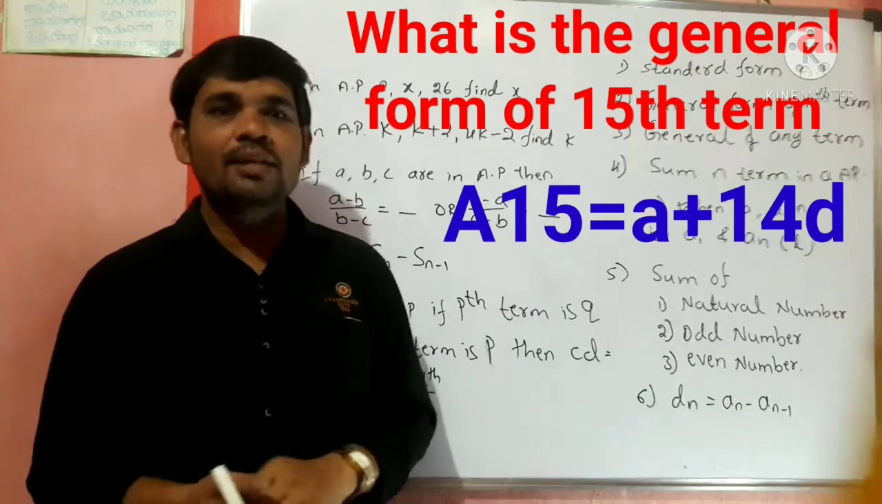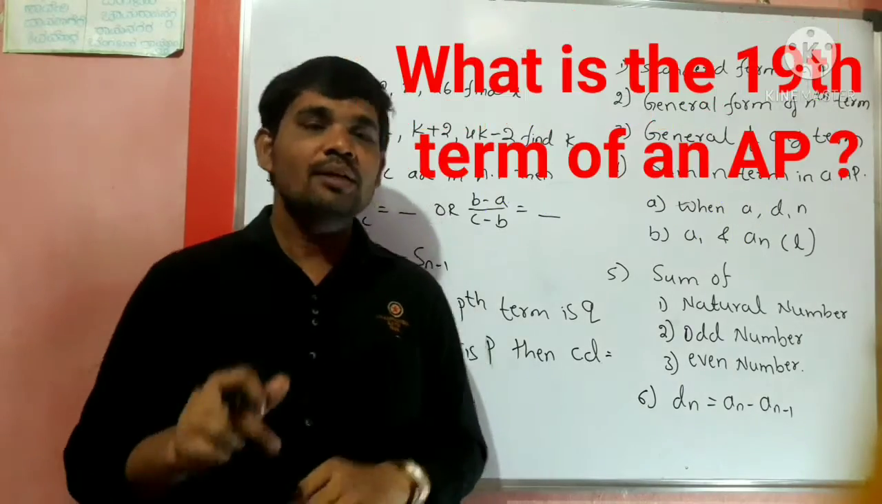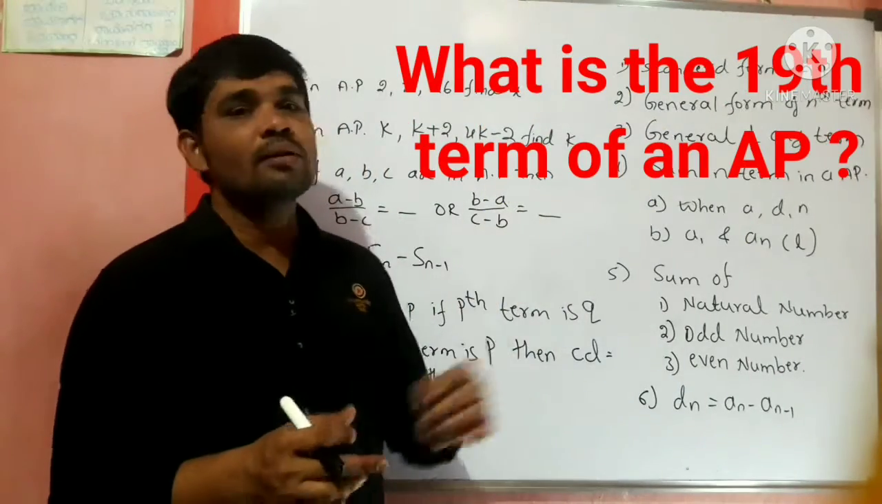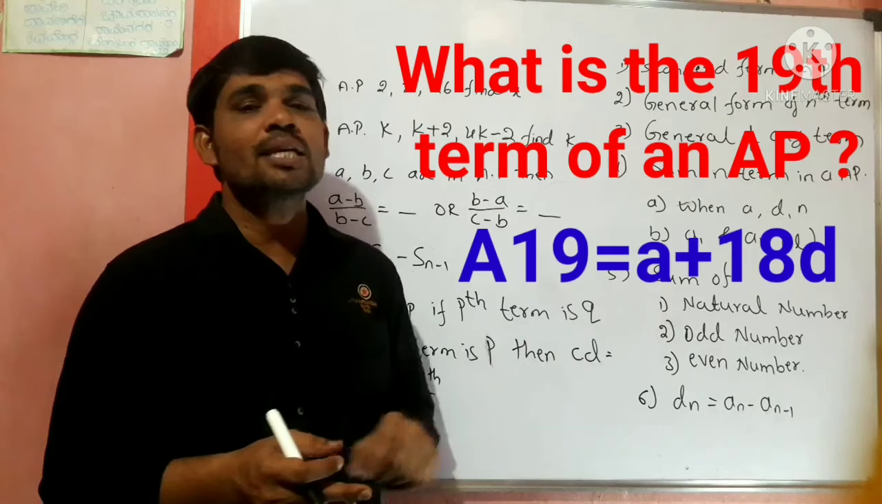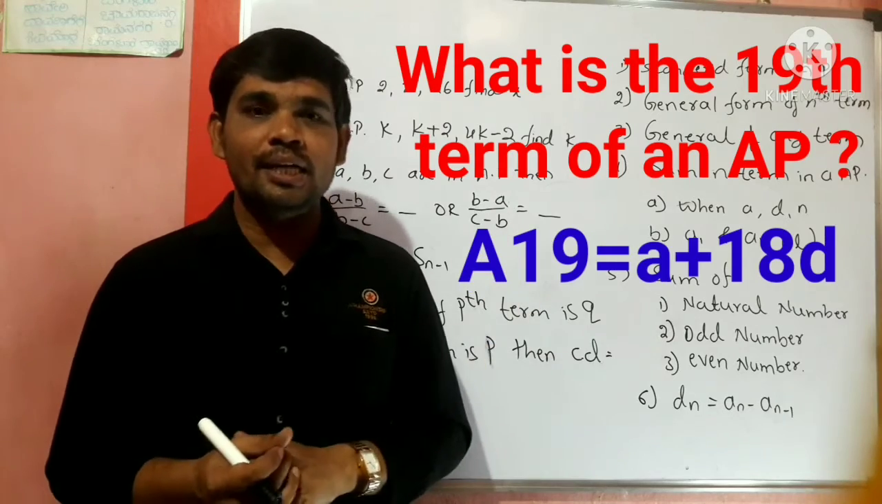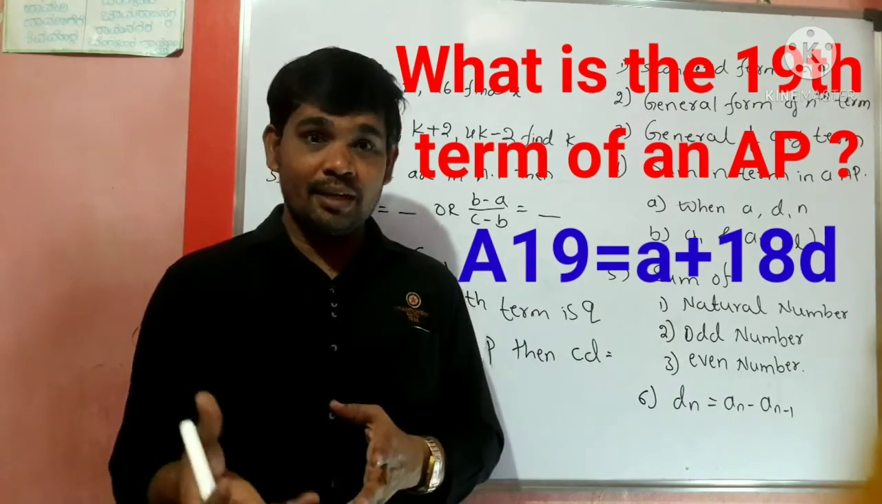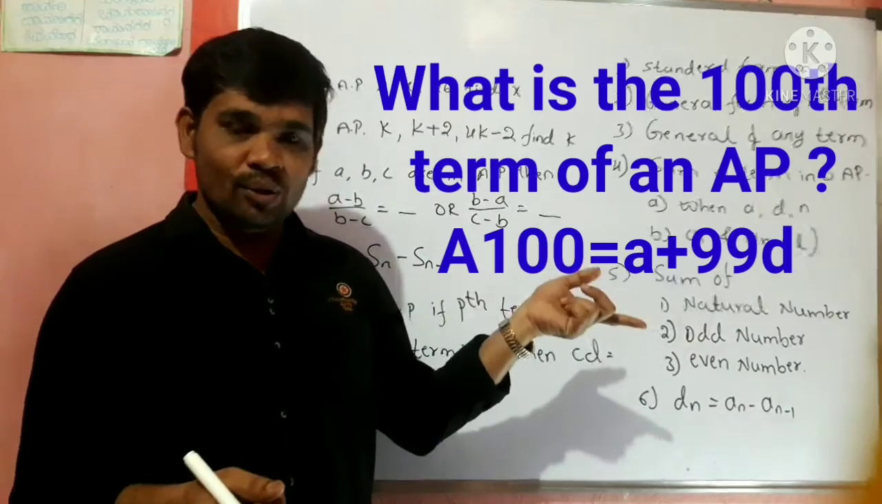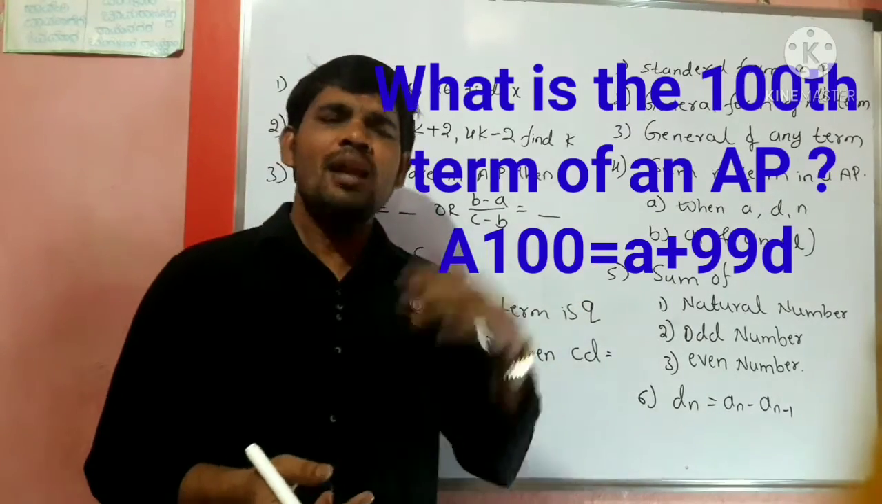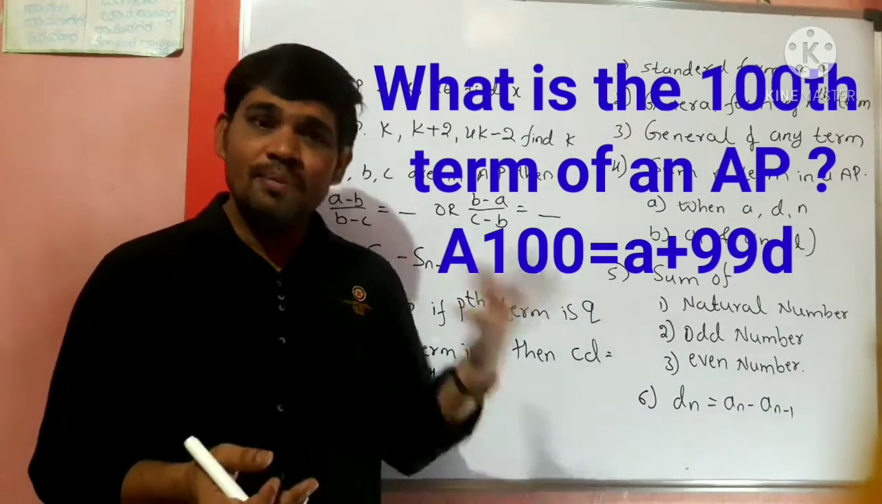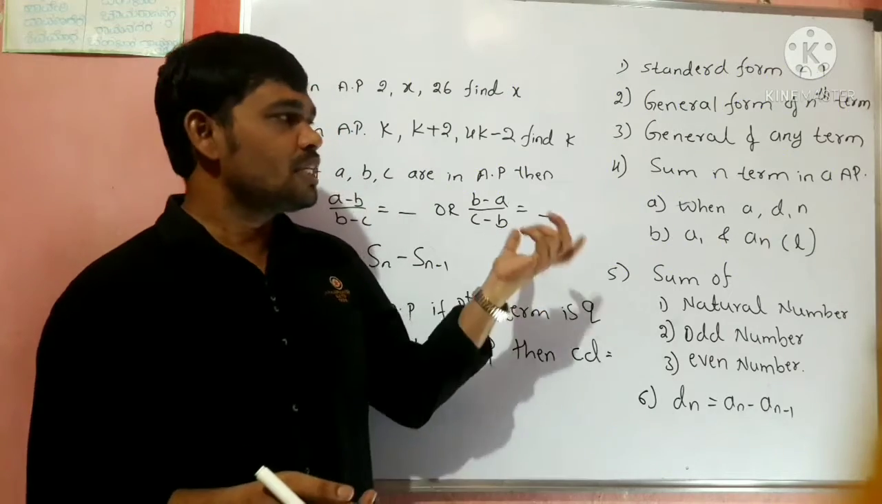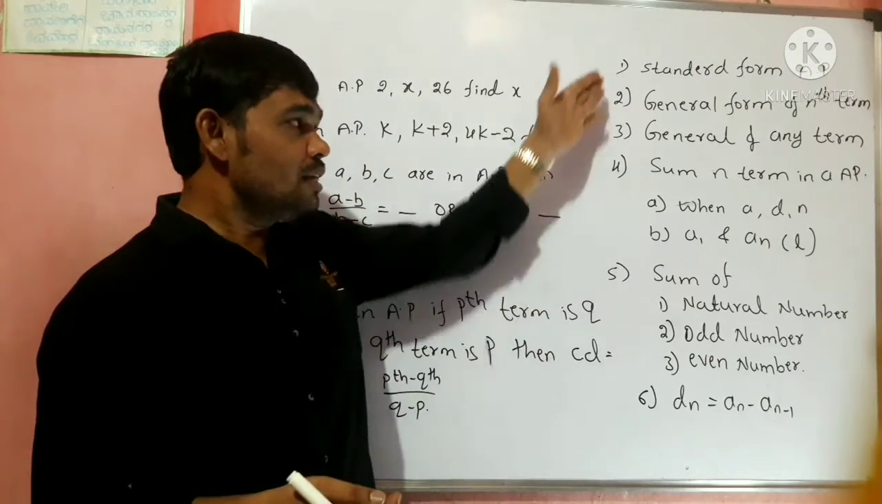Like that, if they ask for the 19th term, then a_19 is equal to a plus 18d. If they ask for the 100th term, then a_100 is equal to a plus 99d. Like that, they may ask similar questions, where they will change only the term. So these are the questions.